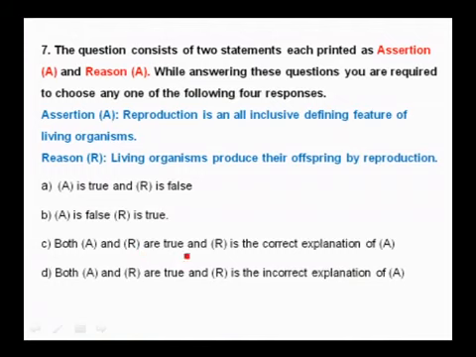Both A and R are true. That is wrong, so that option cannot be considered. Both A and R are true, and R is the incorrect explanation. This is also wrong. Here, one of the statements, the assertion, that reproduction is an all-inclusive defining factor, is wrong. That is, the assertion has to be false. So B is the right option. The reason, living organisms produce their offspring by reproduction, is a correct statement, but it is not a reason for it. So the other options cannot be considered. B is the right answer.